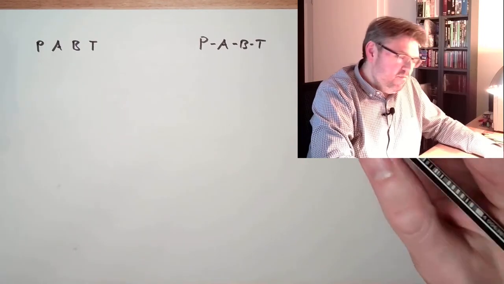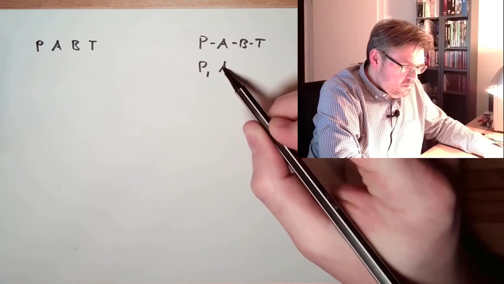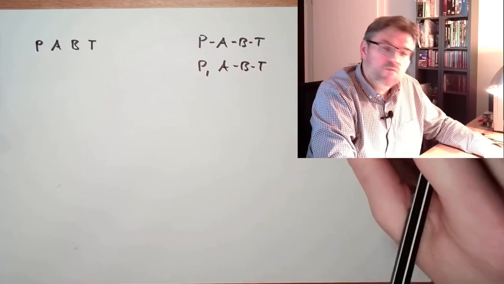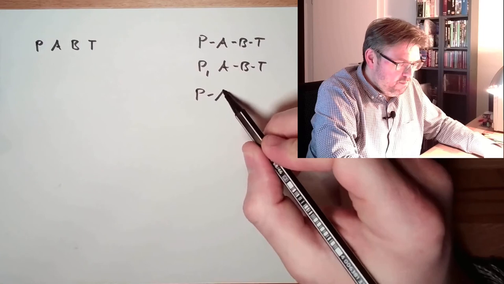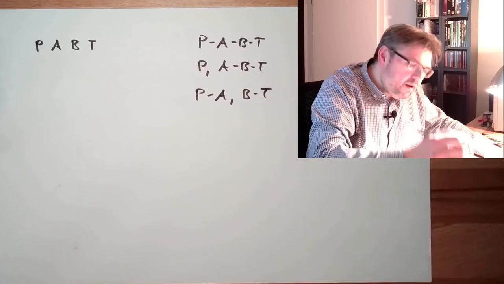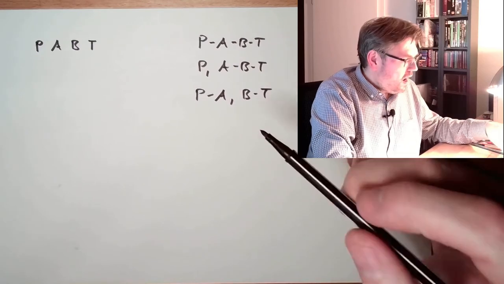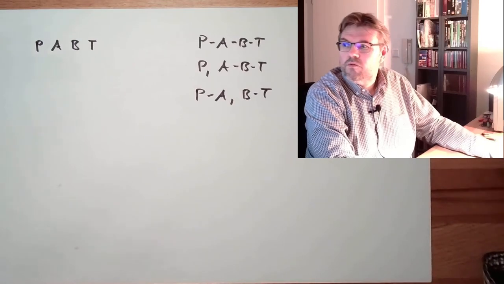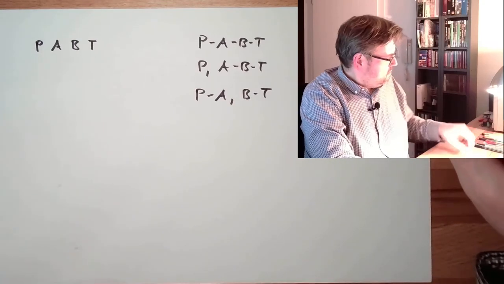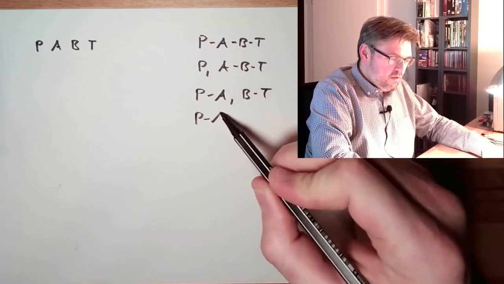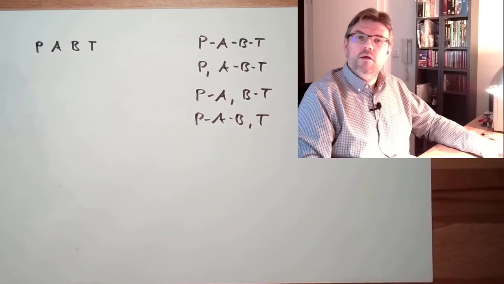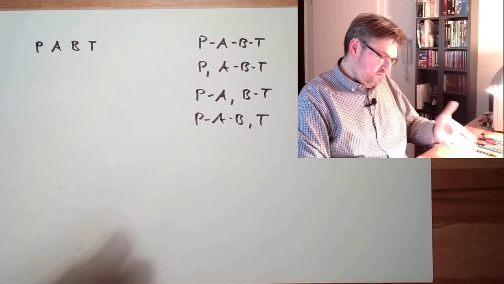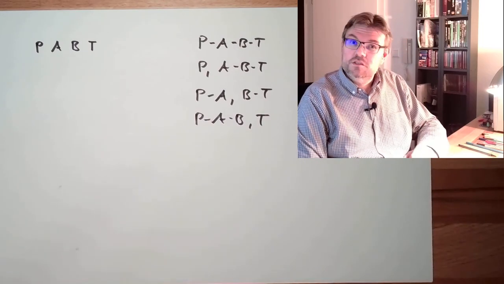And if I want to indicate that P is blocked and A, B, T are connected to each other, I would write it like this. And if I want to say P, A and B, T, I'll write it like this. So this is how the connections to each other are indicated, just with numbers. Or there might even be: P is connected to A and B, and T is blocked right now. So these are the names of the connections. This is how you mention this.